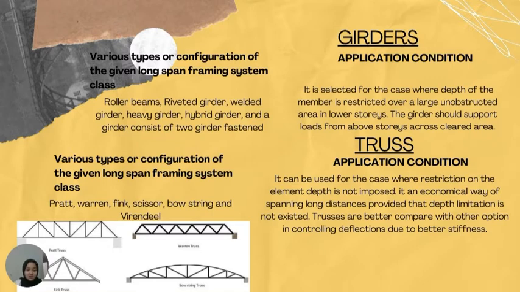Next is a truss. For the application condition for a truss, it can be used for the case where restriction on the element depth is not imposed. It is an economical way of spanning long distances, provided that depth limitation does not exist. Trusses are better compared with other options in controlling the deflections due to better stiffness. There are various types or configuration, which is Pratt, Warren, Fink, Scissor, bowstring, and Vierendeel. These are the different types of trusses used in steel structure construction.